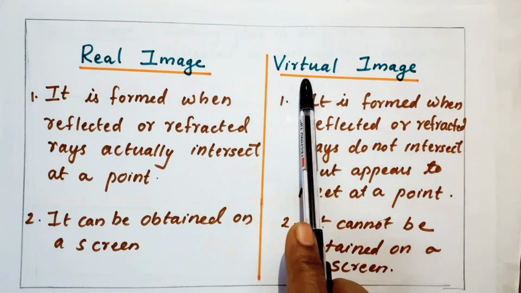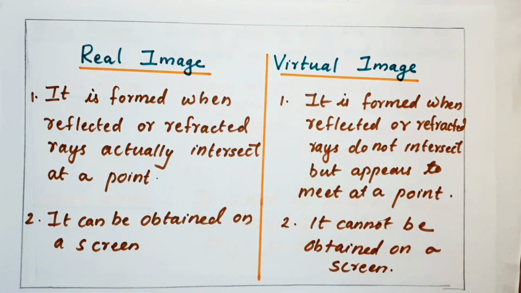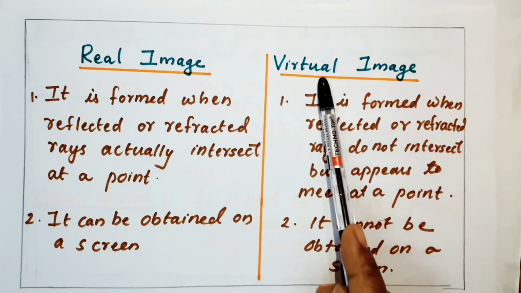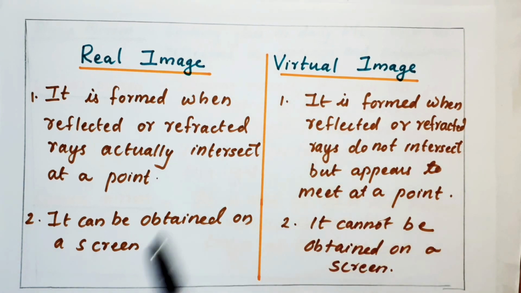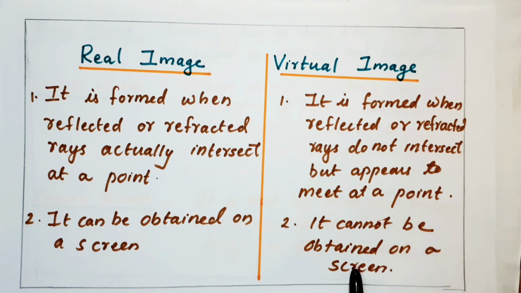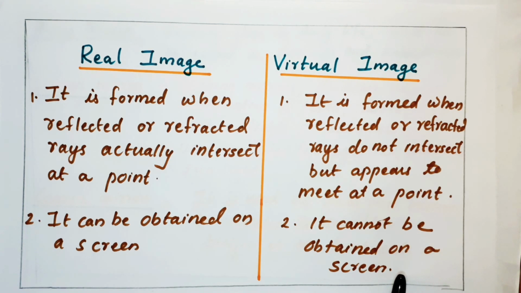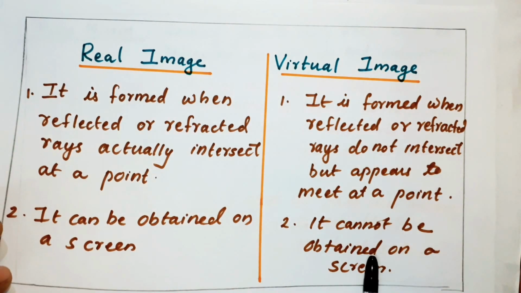If you get an image in that way, those images are called virtual images. In short, real images can be obtained on a screen, whereas virtual images we don't get on a screen. Virtual images, we don't get on a screen.